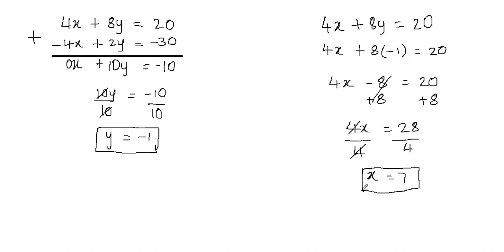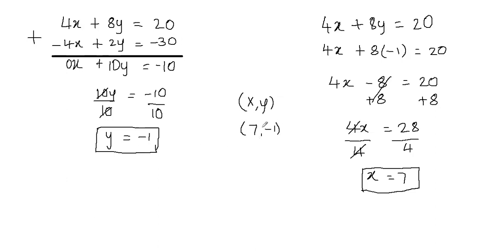Now when we write the final solution, we always write the answer as an ordered pair. So ordered pair is x comma y. We write the x coordinate first and then the y coordinate. The x coordinate is 7 and the y coordinate is negative 1. So if you graph these two equations, these equations will intersect at this point, 7 comma negative 1, and this will be the solution to the system of equations.